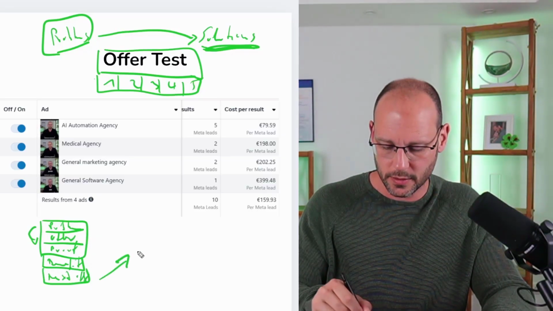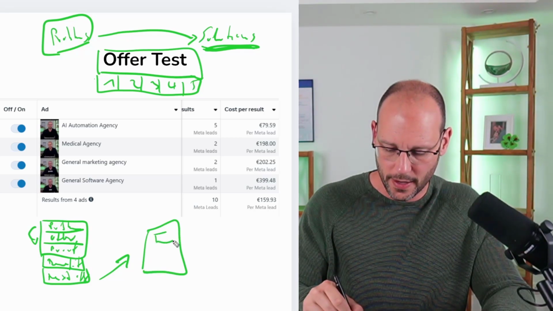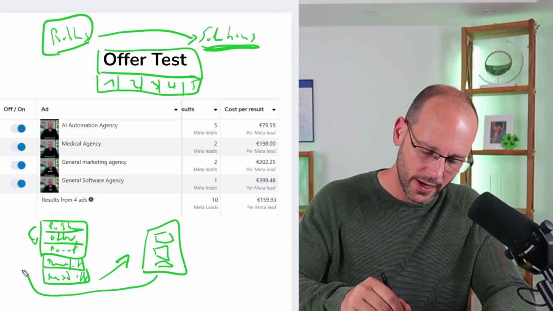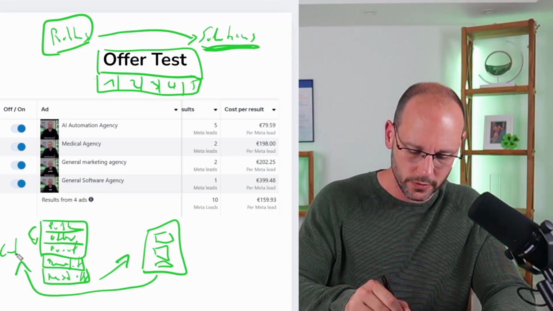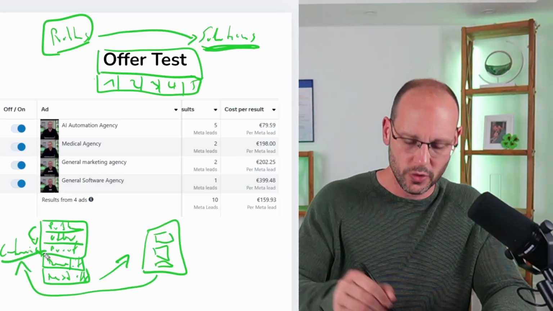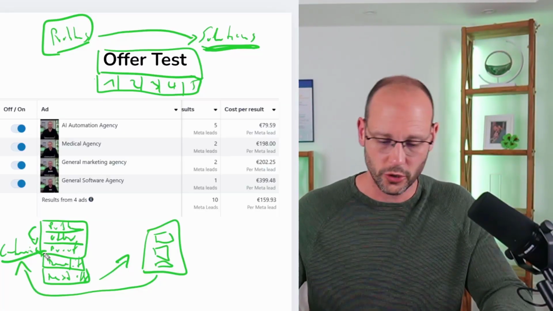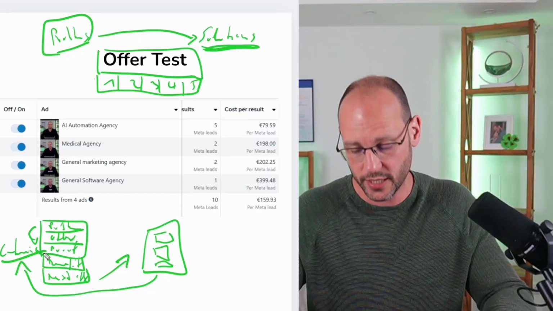Okay, and that brings them to a form, and this form has some qualifying questions, so you filter out the wrong people and only report the right people back as a conversion to the algorithm. Okay, and that trains the algorithm to target the right people for you already while you are running your tests.